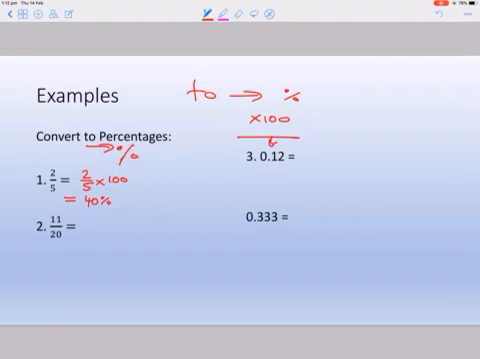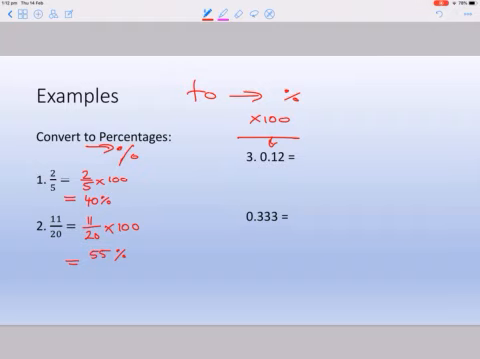Let's do it again. For this one, I'm going to go 11 over 20 times 100. I'll put that in my calculator, and I get 55%. Okay, so if you got 11 out of 20 in an exam, it's going to be 55%.